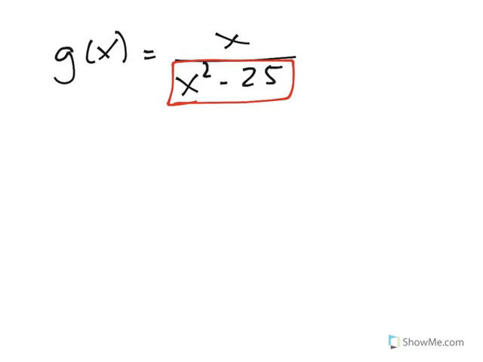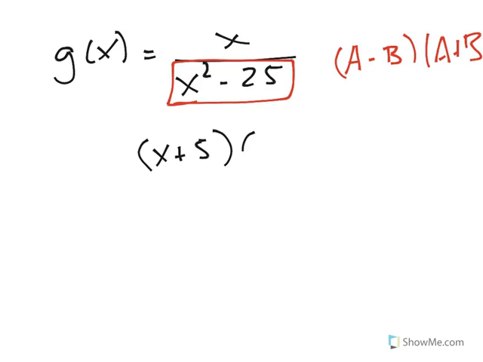And if you recall, the difference of squares was a minus b and a plus b. So we can easily see that this is x plus 5 and x minus 5. So we factored our denominator as x plus 5, x minus 5. Because whenever we can factor, we have to do it.